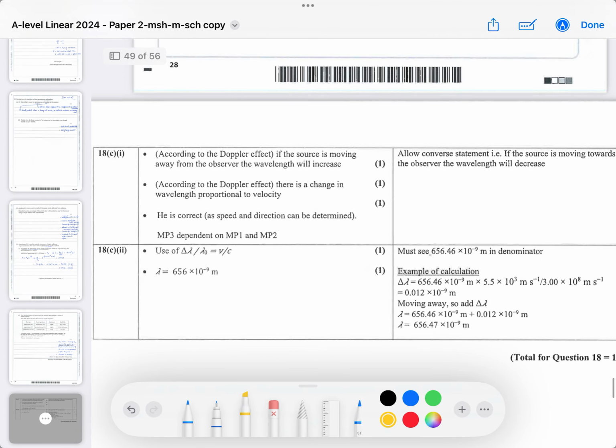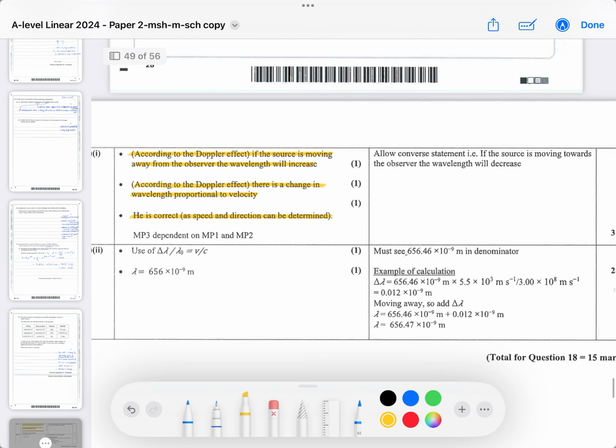There it is. It says, according to the Doppler shift, if the source is moving away, the wavelength will increase. According to the Doppler shift, there is a change in wavelength which is proportional to the velocity. Okay, that's part of Hubble's law. So you can write, yes, he's correct, because the speed and direction can be determined. Okay. You can do it the other way around. Converse statement, it'll be allowed if you word it the other way around. Okay? And once you work out the shift in the wavelength, it allows you to work out the recession velocity.